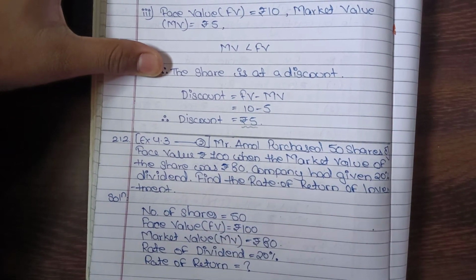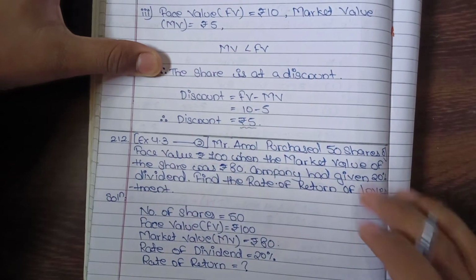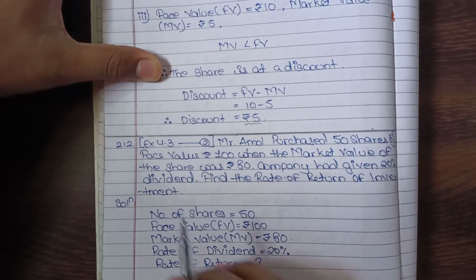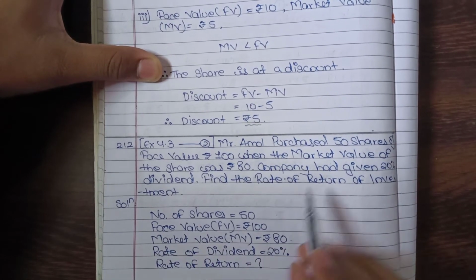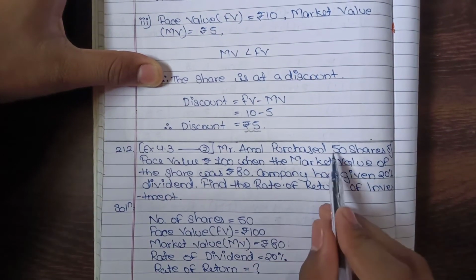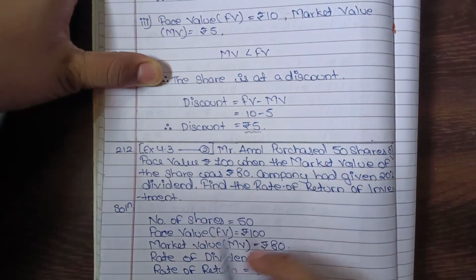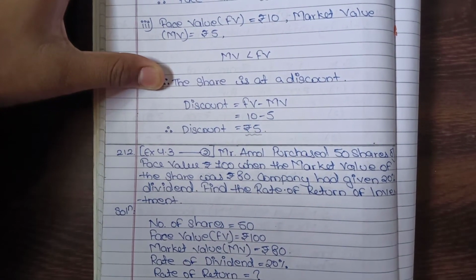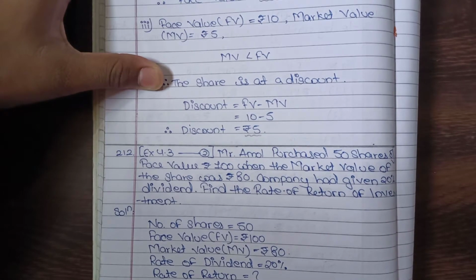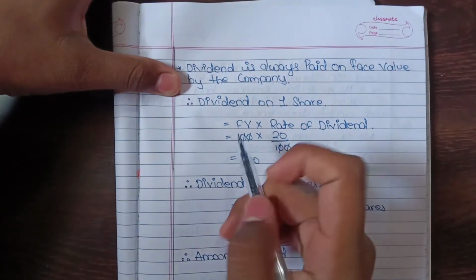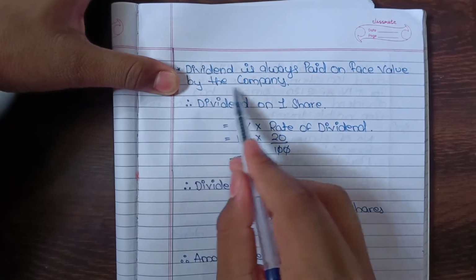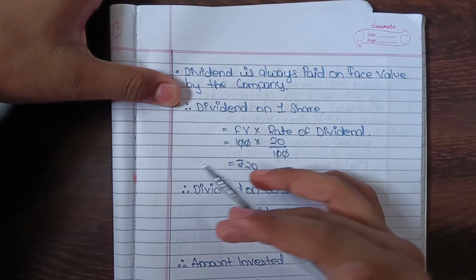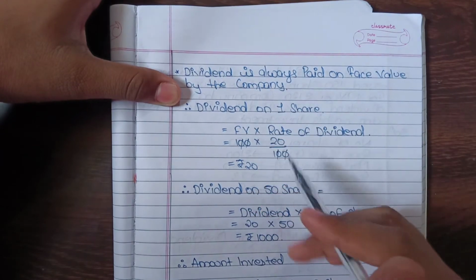Now we'll bring up a summary of all the details given in the question. The number of shares is 50, face value 100, market value 80, and rate of dividend 20. Now we have to find the rate of return. For the very first step, dividend is always paid on the face value by the company. I had already told you this at the beginning of the second last session.